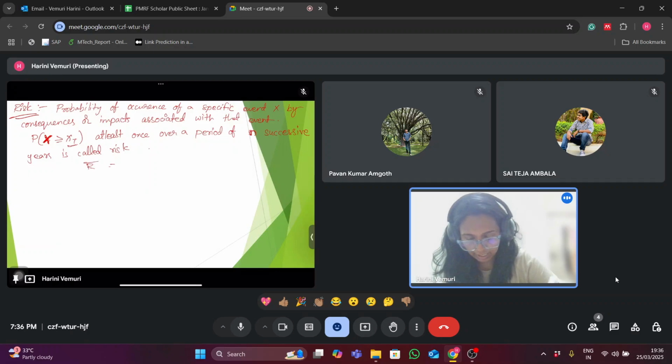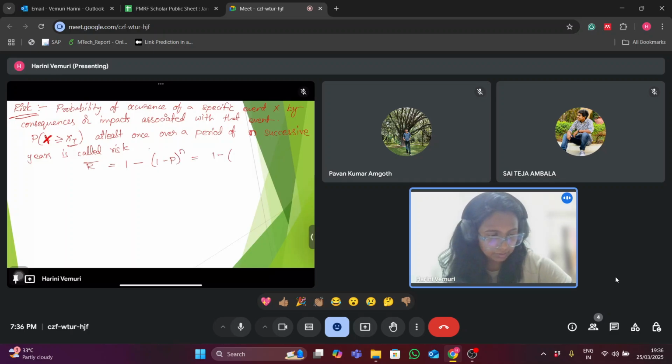How risk is calculated is it's 1 minus p whole power n. That is 1 minus (1 minus 1 by T) whole power n, where the probability of occurrence p is 1 by T.